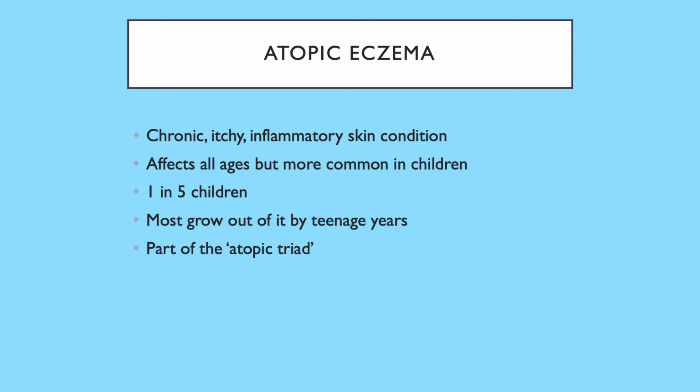This lecture will focus on atopic eczema. Atopic eczema is a chronic condition characterised by flares or exacerbations which can occur as often as 2 to 3 times a month. It affects all ages but is most common in children, affecting 1 in 5 children. Most cases occur before 5 years of age, and it tends to improve in adult life.